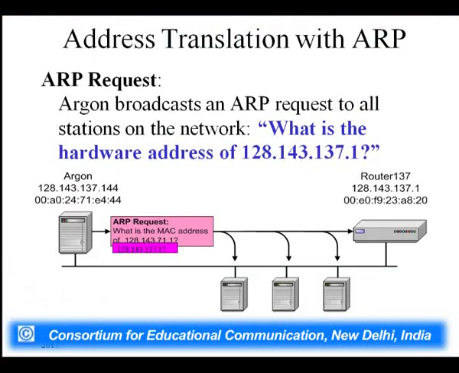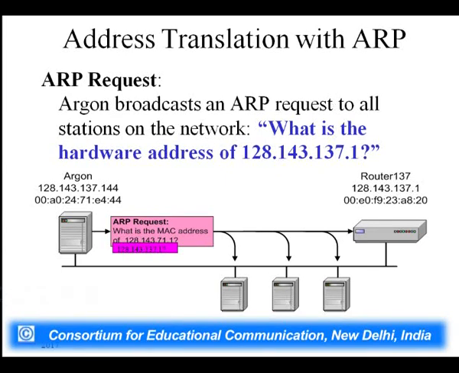They may similarly have some IP address and some hardware address. So, when this origin machine wants to resolve an ARP, it sends an ARP request, in pink color, you see. It asks what is the MAC address of this router, because it is sending the IP address of the router, 128.143.137.1.